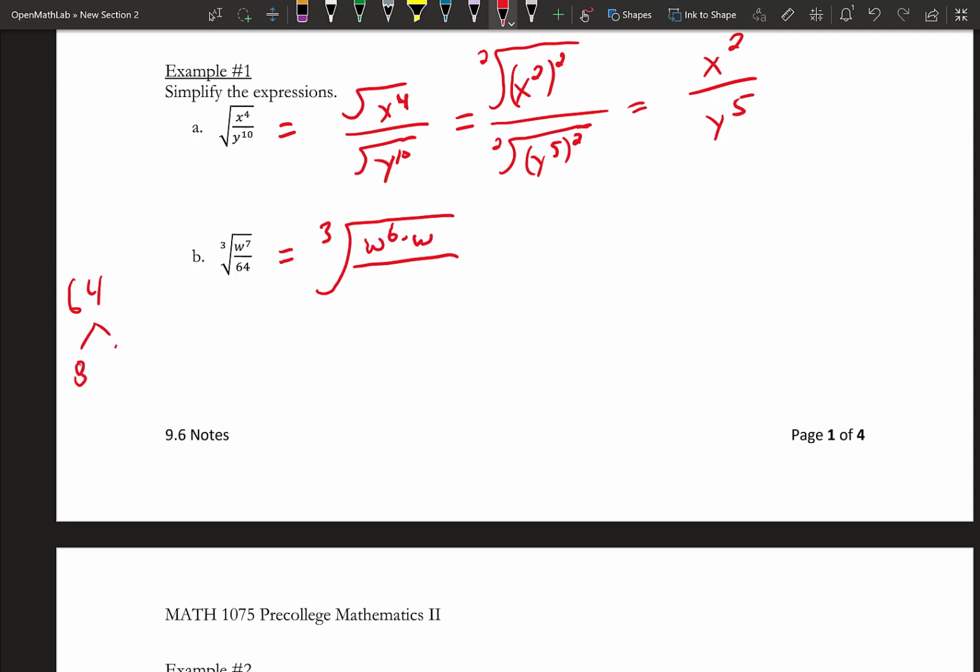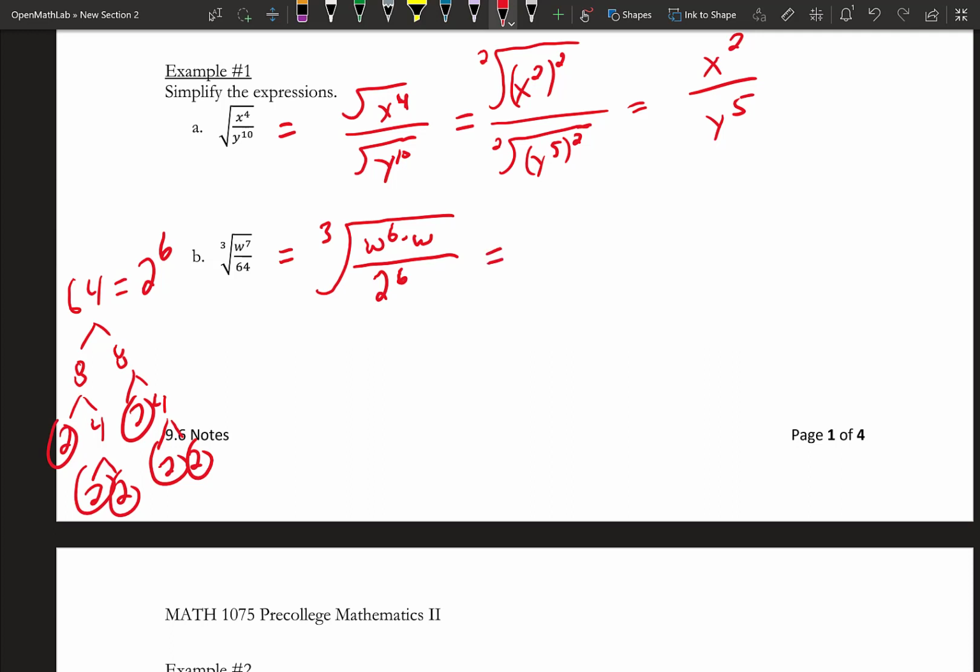So 8 times 8 is 64, right? And then 8 is 2 times 4, and 4 is 2 times 2. So we get those 2's, and then here we get 2 times 4, and then 2 times 2. So we actually get a collection of 6 2's. So 64 is 2 to the 6th power. Right, so this would be 2 to the 6th power.